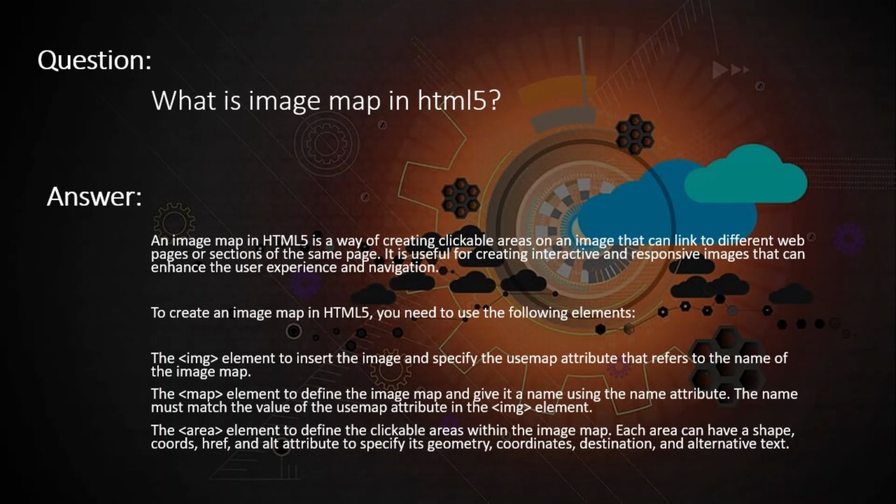To create an image map in HTML5, you need to use the following elements: the img element to insert the image and specify the usemap attribute that refers to the name of the image map, the map element to define the image map and give it a name using the name attribute. The name must match the value of the usemap attribute in the img element. The area element to define the clickable areas within the image map. Each area can have a shape, coords, href, and alt attribute to specify its geometry, coordinates, destination, and alternative text.